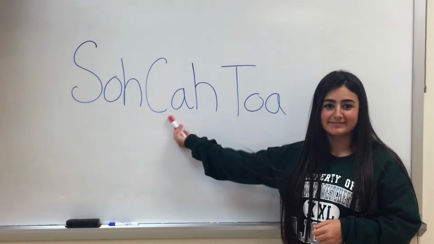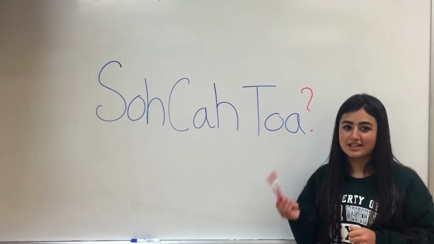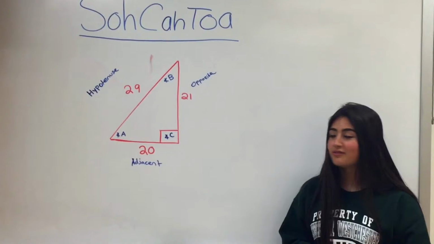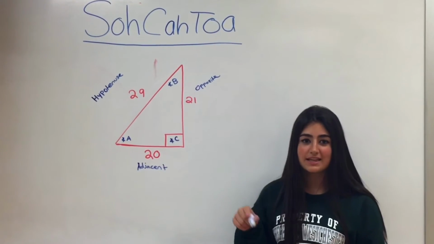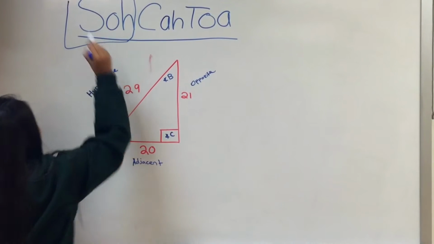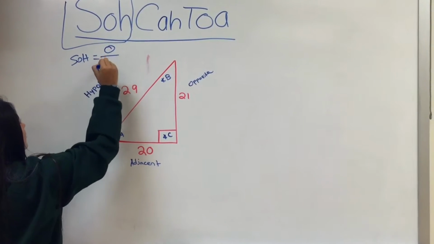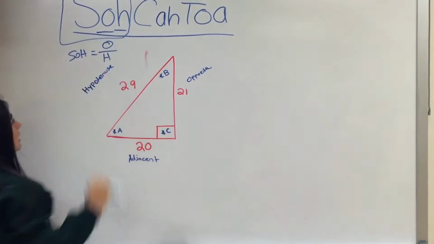about Sohcahtoa. What is Sohcahtoa, you may ask? Sohcahtoa is a way to solve for sine, cosine, and tangent of an angle. So first we're going to find the sine, cosine, and tangent of angle A. So, sine stands for opposite over hypotenuse. Opposite over hypotenuse.